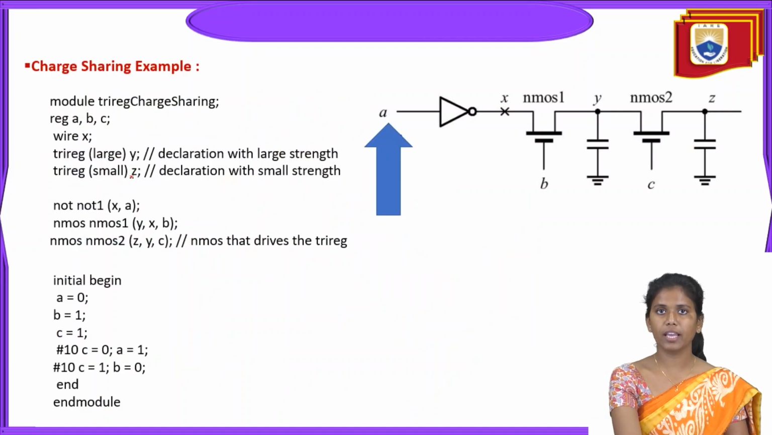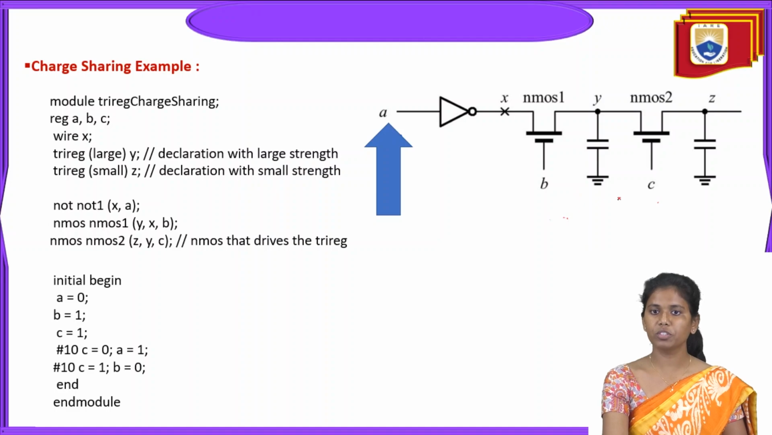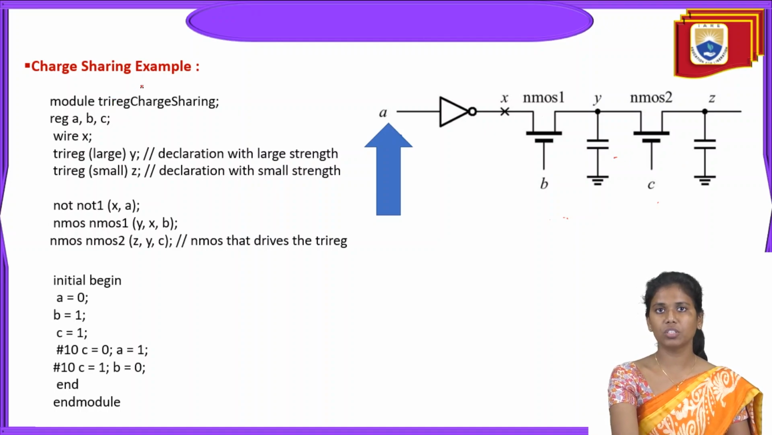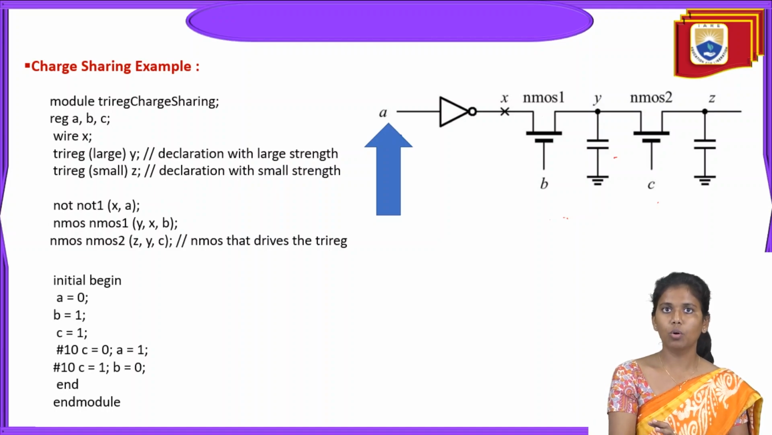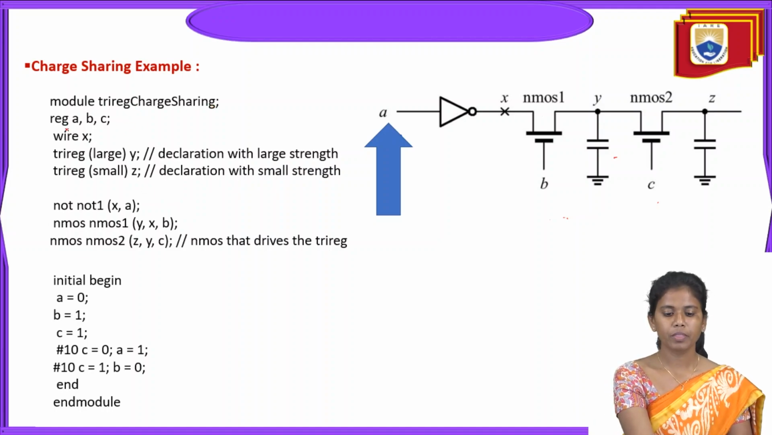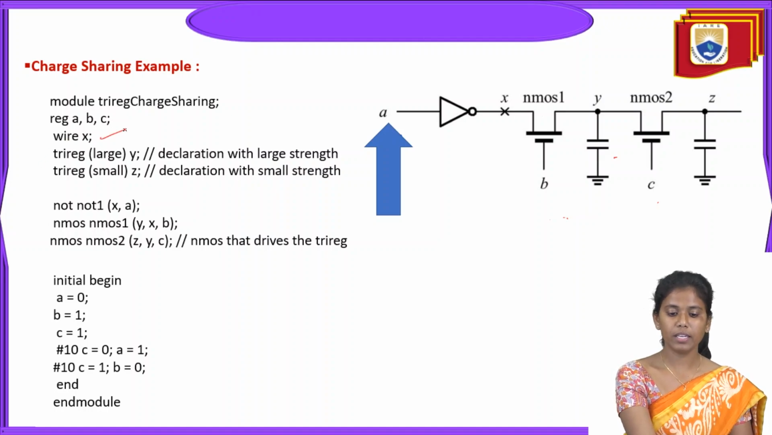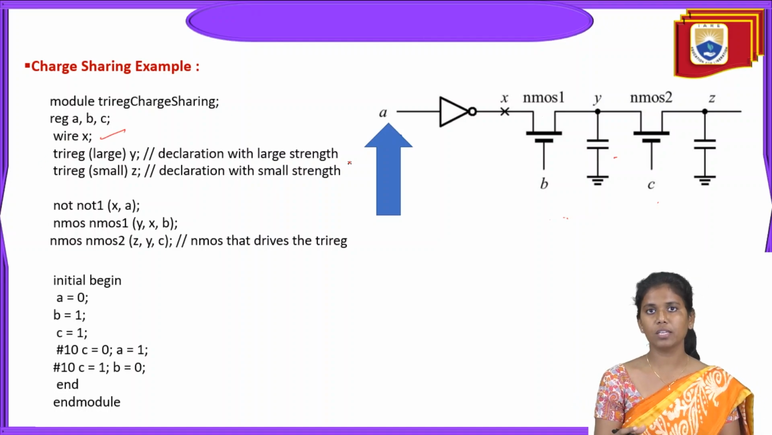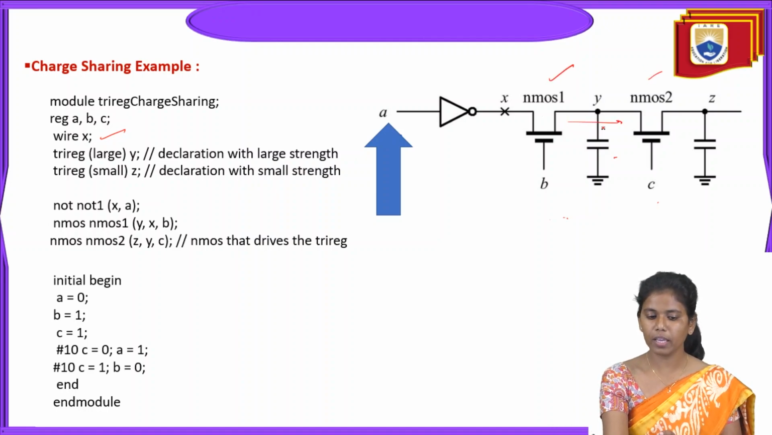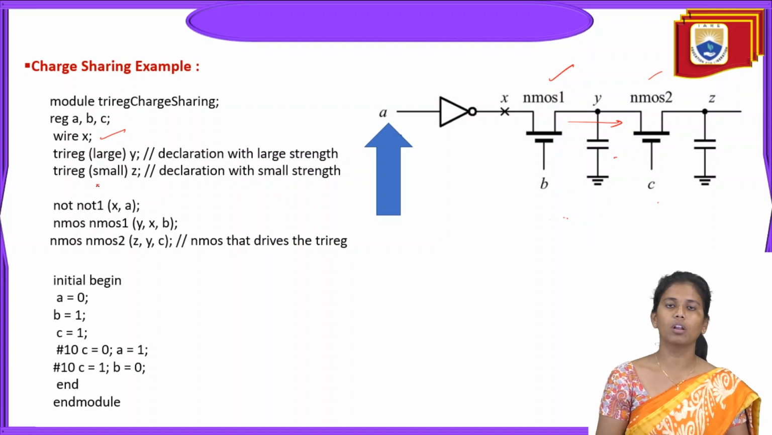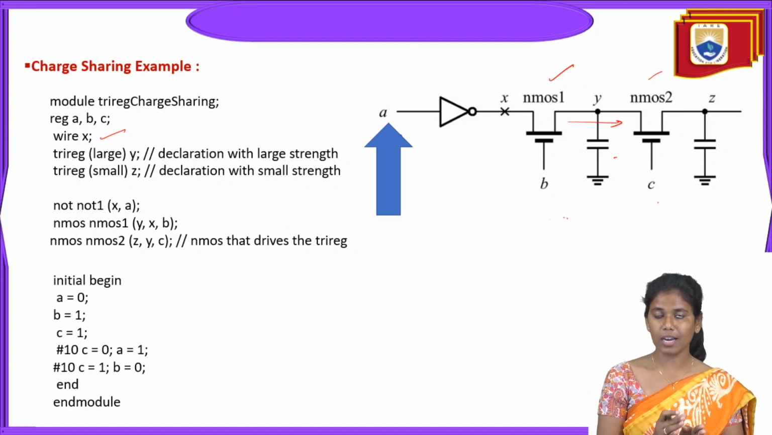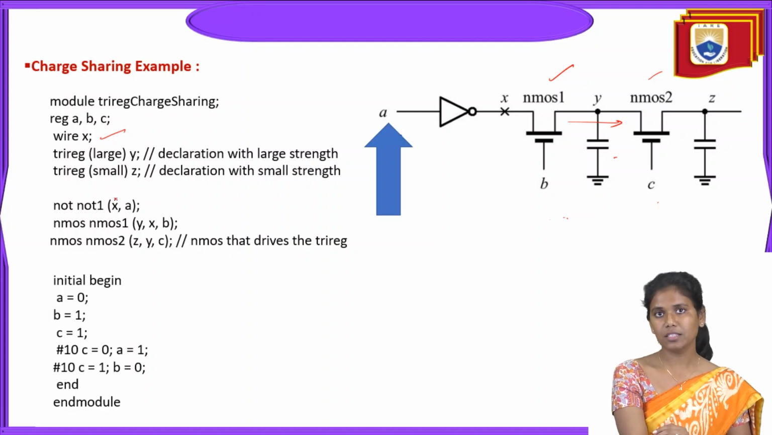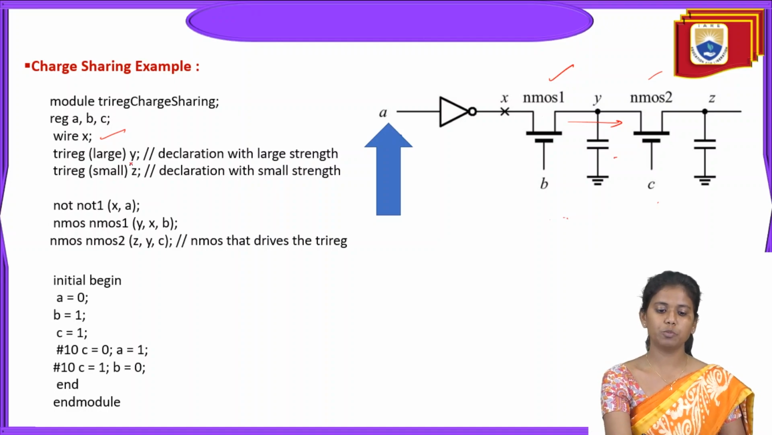And now we will see the charge sharing example. The charge sharing example is nothing but, here if you observe, there are two switches, one is NMOS 1 and NMOS 2. Between these two we have the capacitors. So here the charge sharing, how the charge is shared among the different switches, is what the code is about. So module trireg charge sharing, register A, B, C, wire X. Wire is nothing but a physical connection between one switch and another switch. And then trireg large and trireg small, two data types that we are considering, declared with respect to Y and Z.